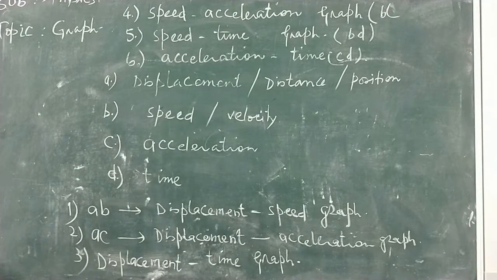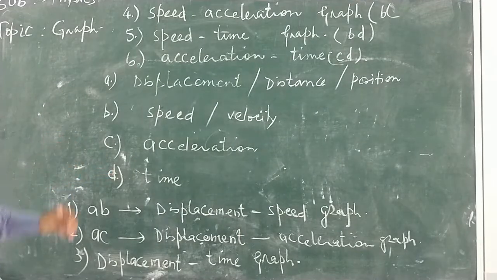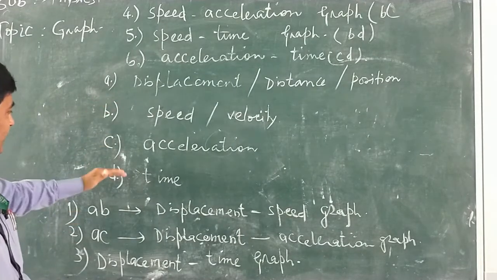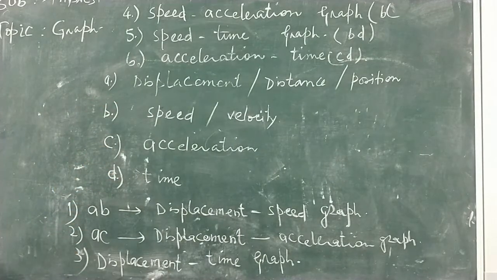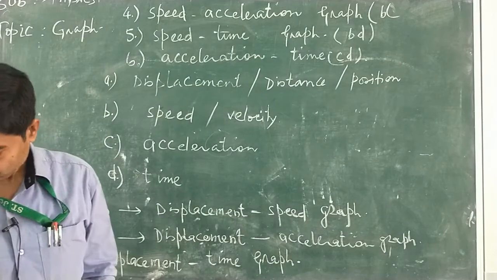Here we will learn only 2 types of graph: displacement time graph and a speed time graph. The rest 4 types of graph will be learned later on.